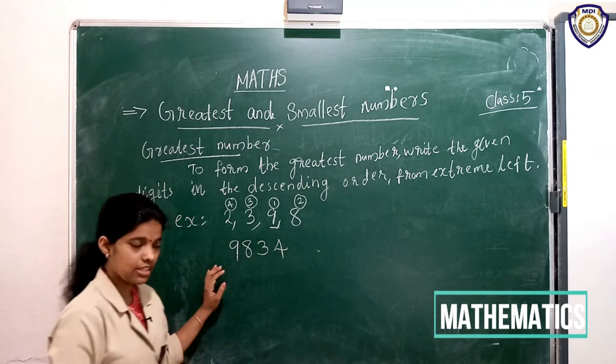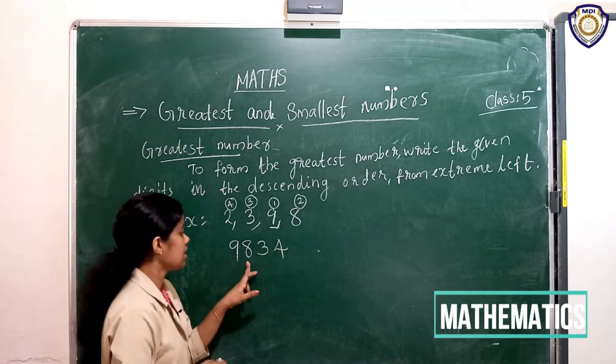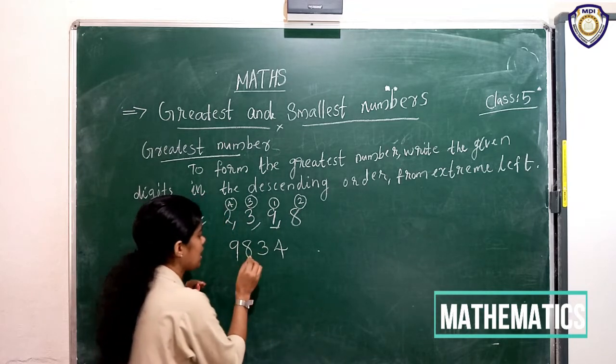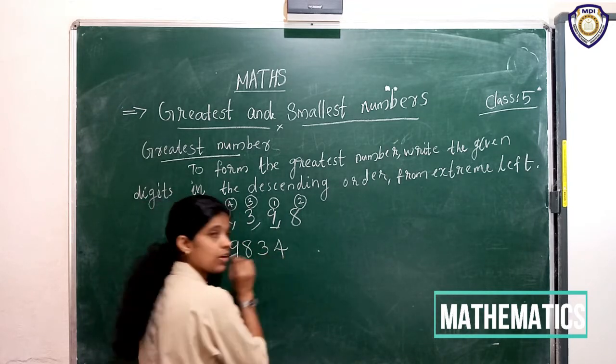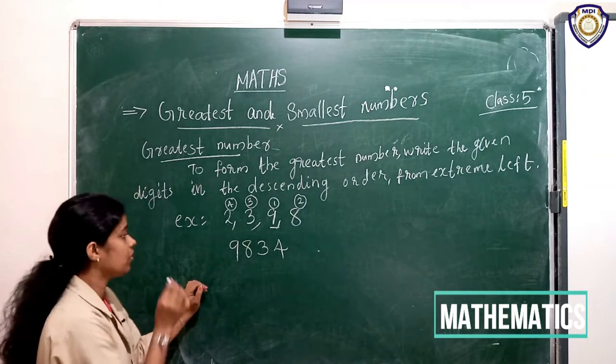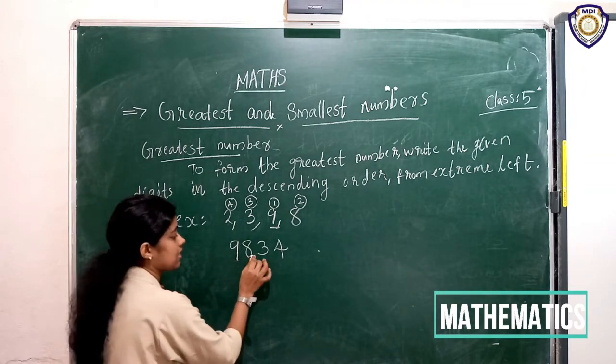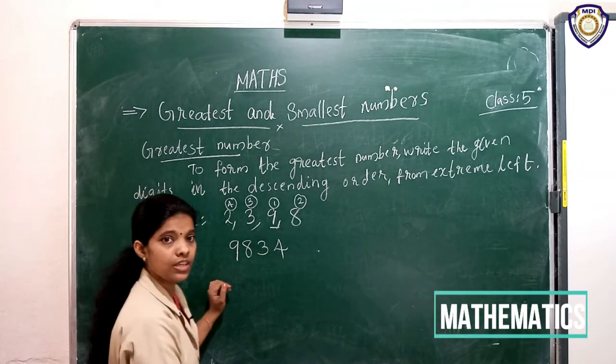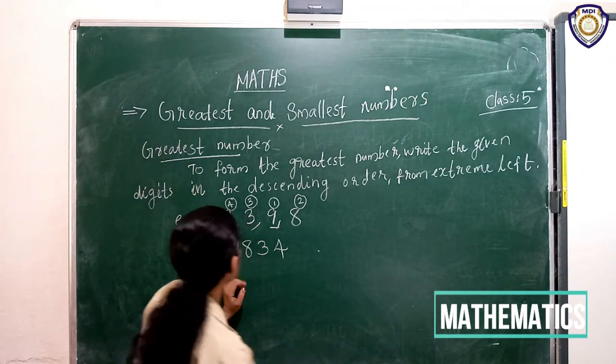We get the answer 9834. 9834 is the greatest number. Okay. Next one.